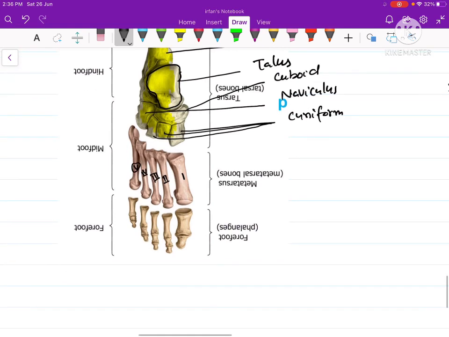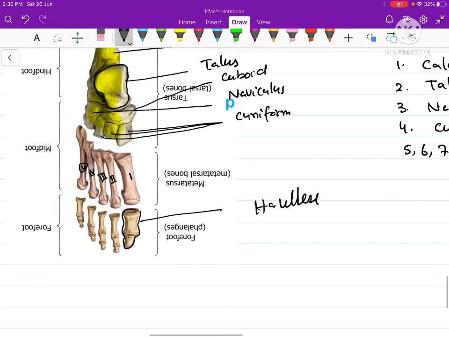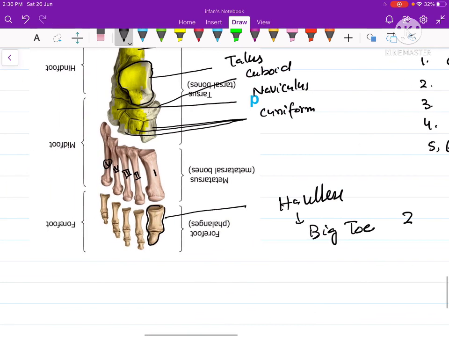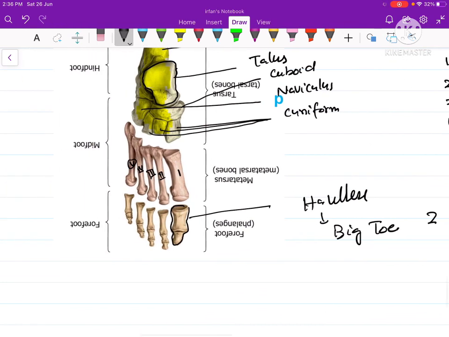Then we have phalanges, and like the phalanges present in our hands, the phalangeal formula remains the same. The first digit, the first toe, the great toe or big toe, is called the hallux. Hallux is the big toe. This big toe is formed of 2 phalanges, and all other toes are formed of 3 phalanges each.